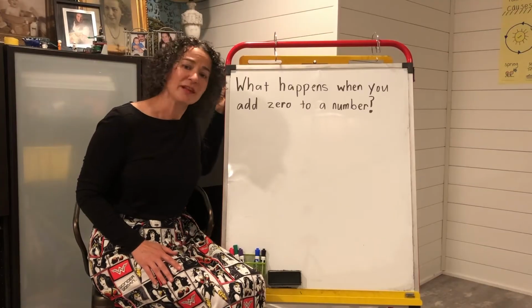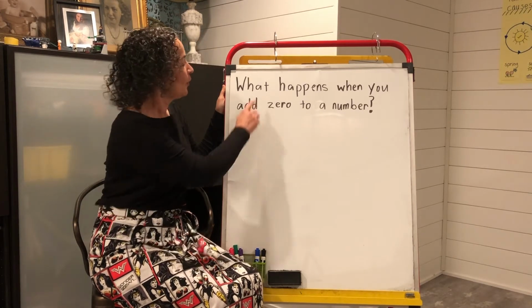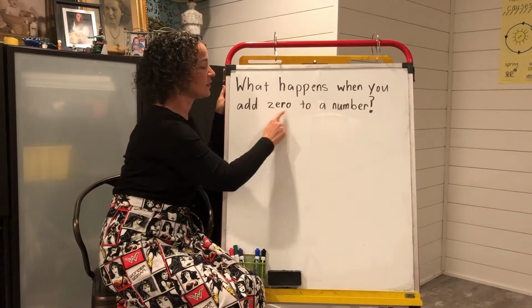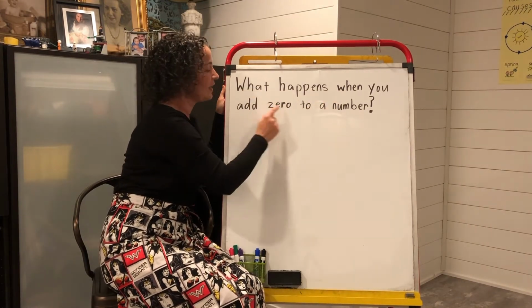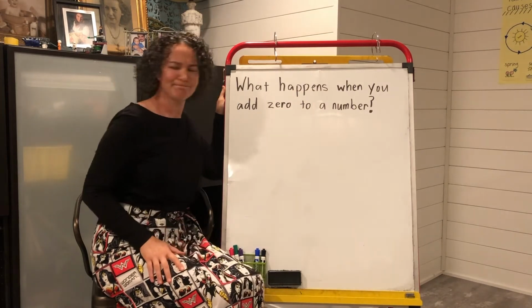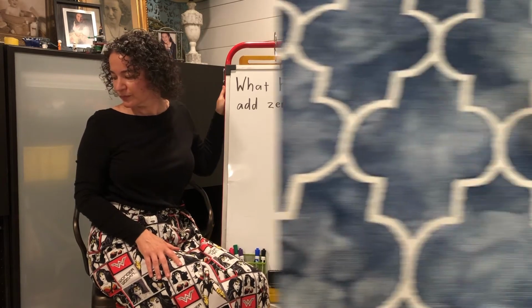Let's get started. All right, my friends, let me read the essential question by myself the first time and you read it with me the second time. What happens when you add zero to a number? Read it with me this time. What happens when you add zero to a number? What should we do? Penny, what should we do?